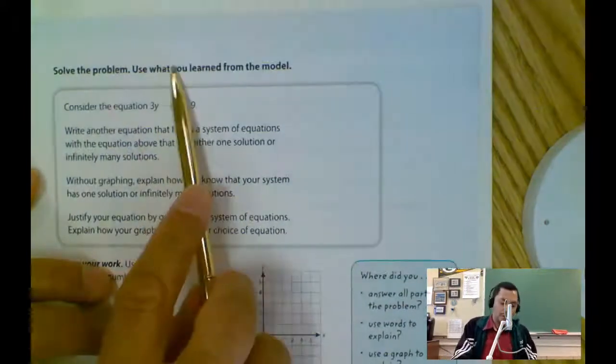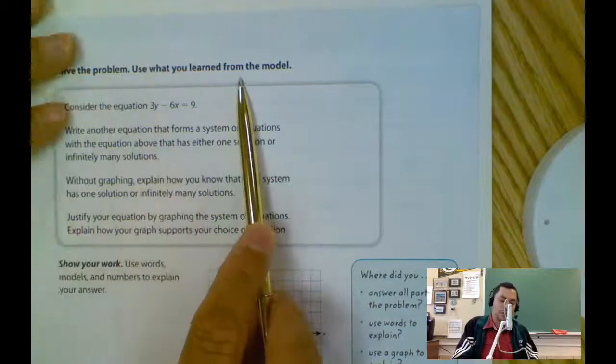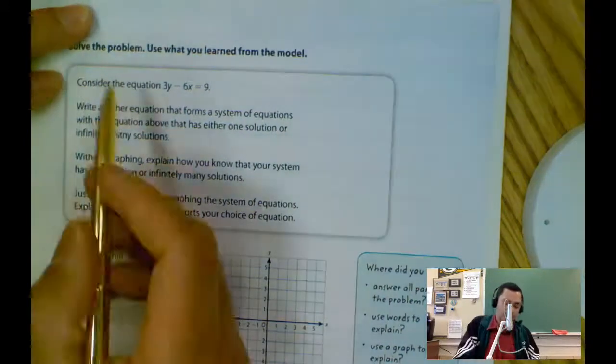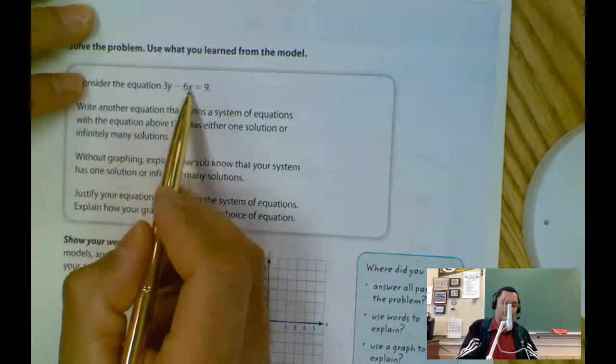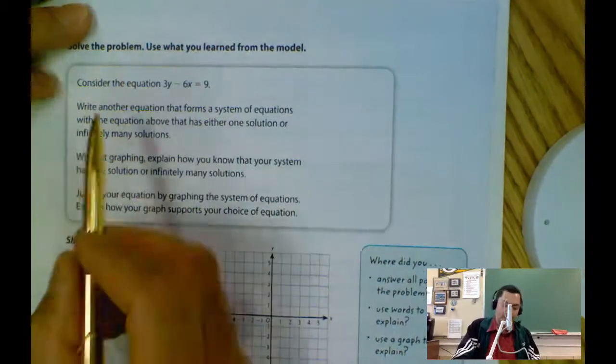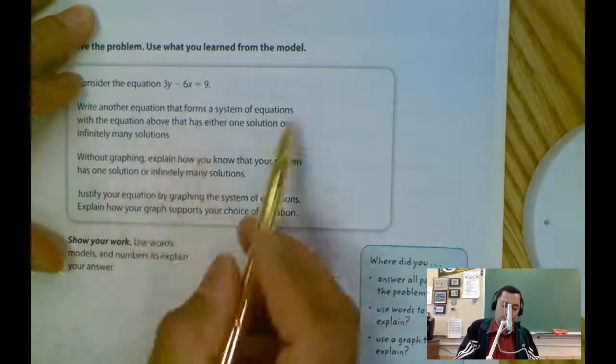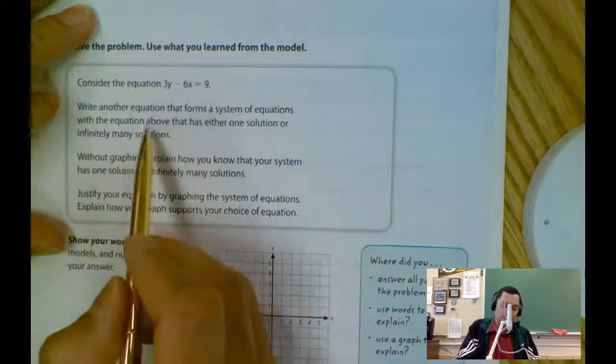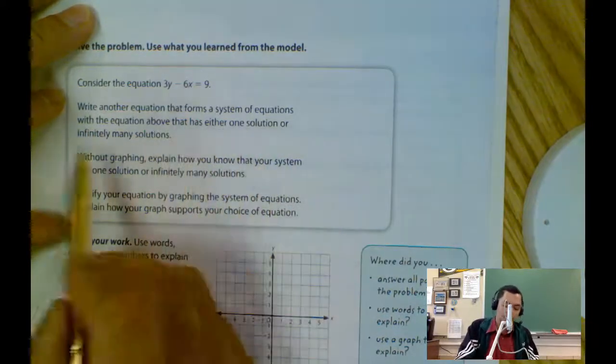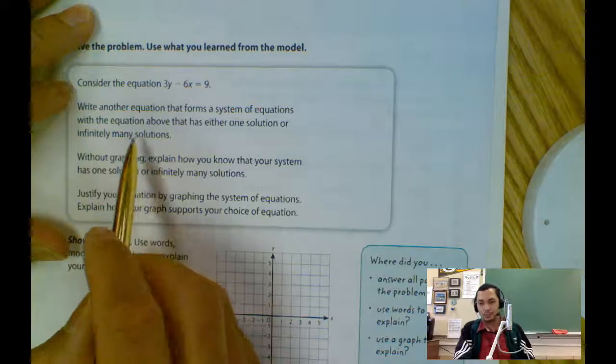So I have solved the problem. Use what you learn from the model. Okay, so in this case, consider the equation 3y minus 6x equals 9. And then it says, write another equation that forms a system of equations with the equation above that has either one solution or infinitely many solutions.